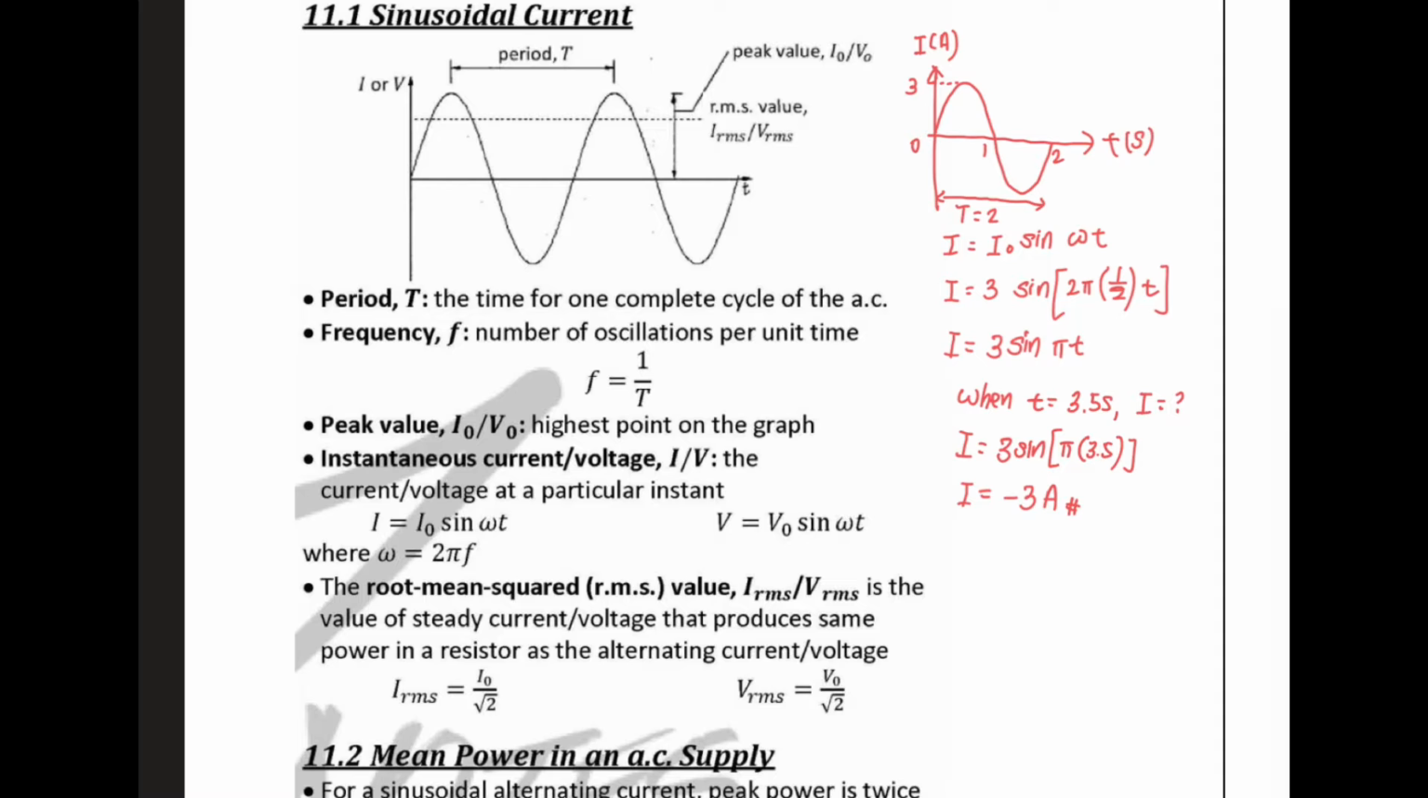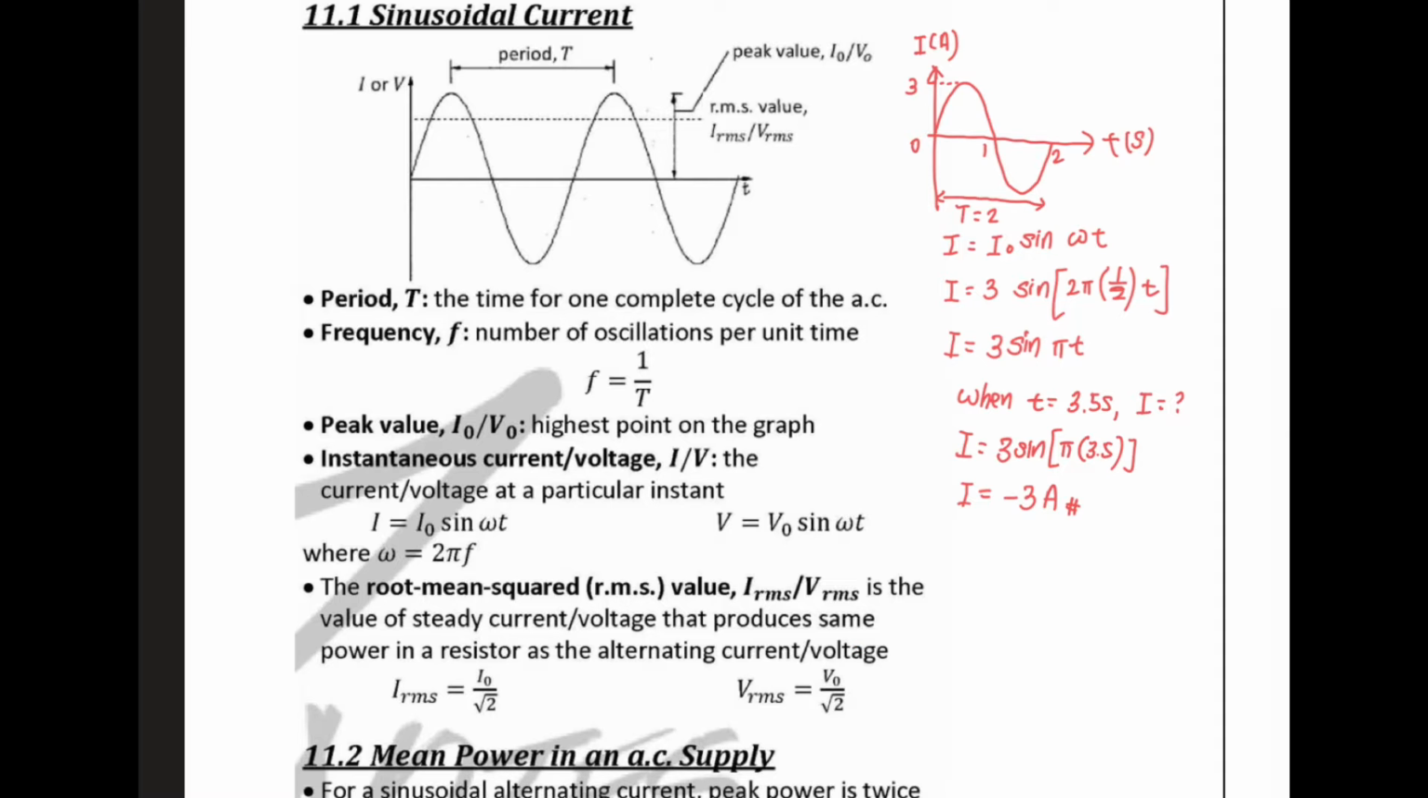Now this point, the root mean square value, RMS value. What is that root mean square? We have two types of root mean square value: root mean square current or root mean square voltage. It's the value of steady current or voltage that produces the same power in a resistor as the alternating current or voltage.